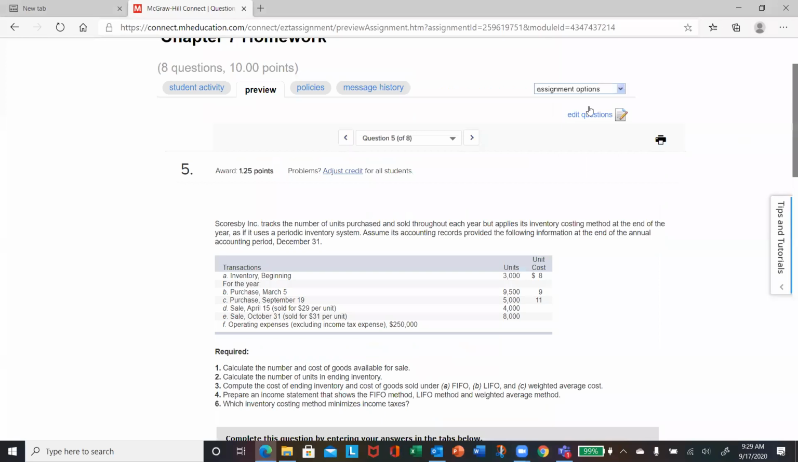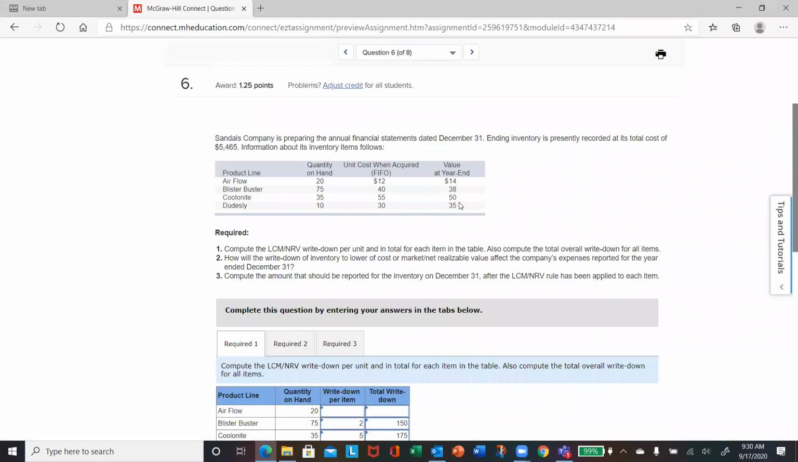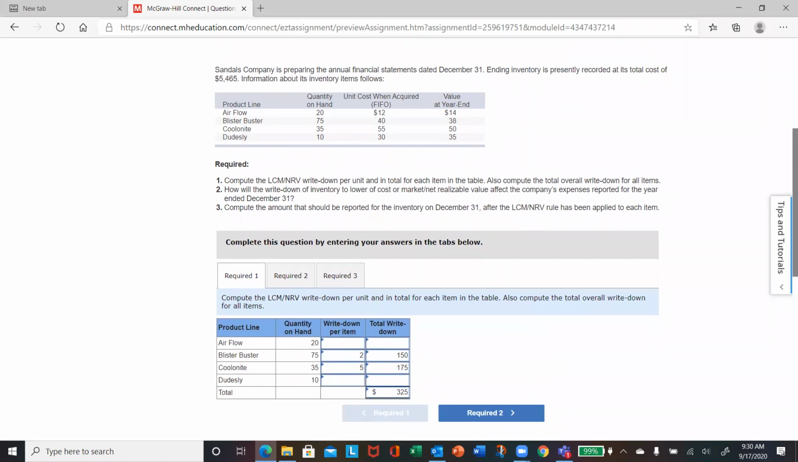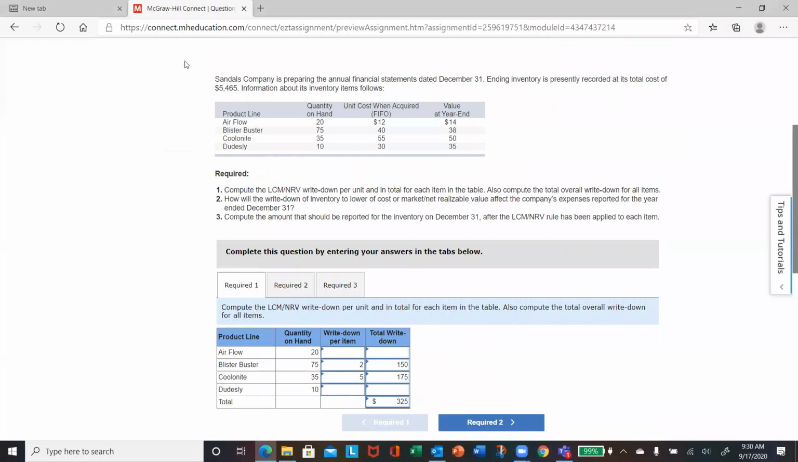All right, that's my comments on number 5. Let's check out number 6. And again, on number 6, this is another write-down, lower cost to market. You'll notice we've got airflow, blister, Kulu night, Dudsley. We've got the quantities, we've got the unit cost, and then the value.